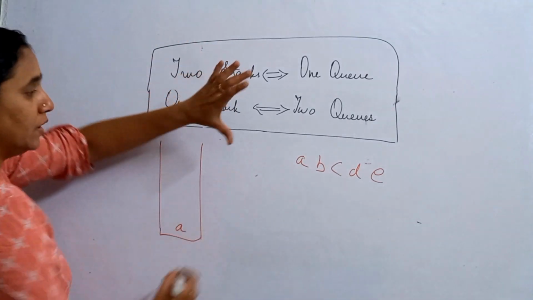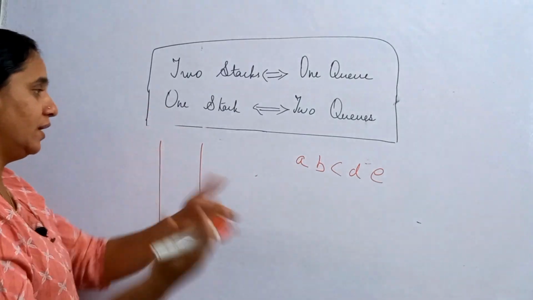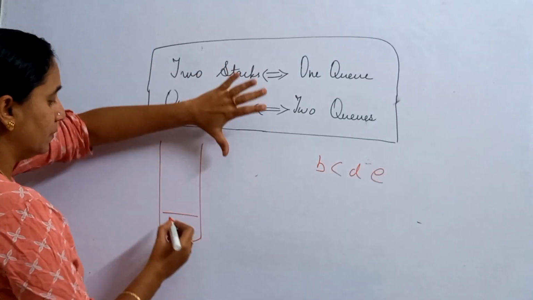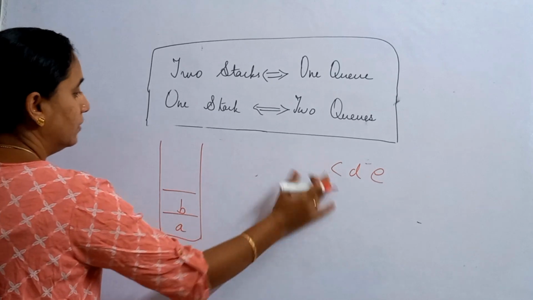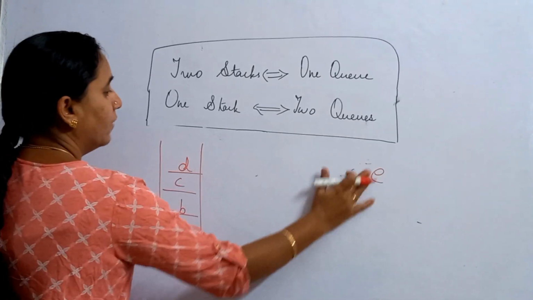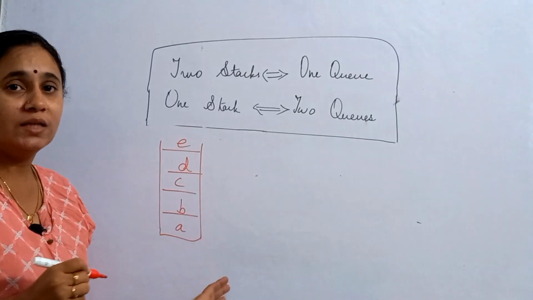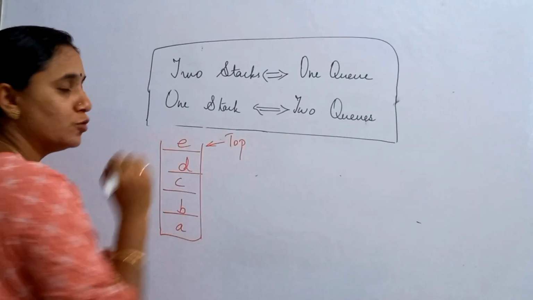So I will be incrementing the top pointer one by one and inserting the elements. A will be inserted, right? So top will be incremented. So B will be inserted, then C, then D, right? And finally E will be inserted. So like this the elements will be inserted. Now this is the topmost pointer.